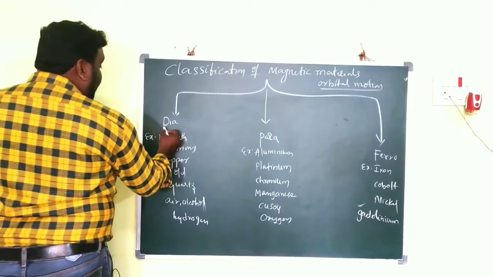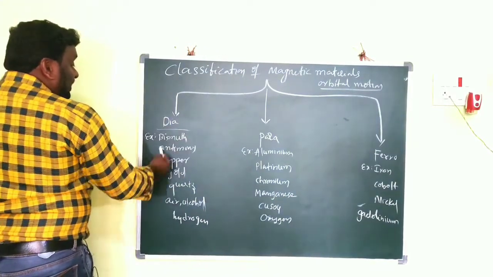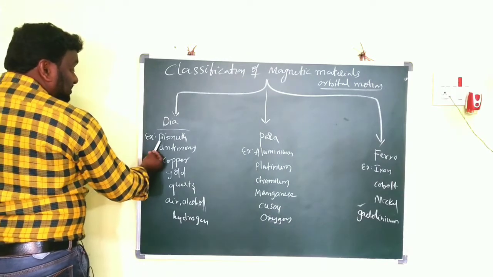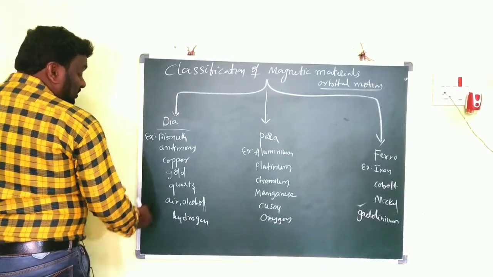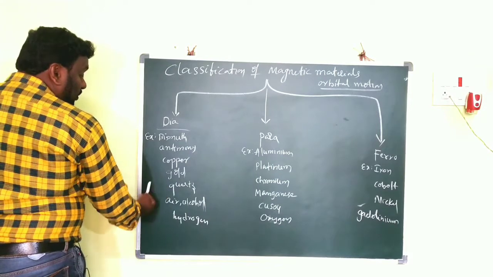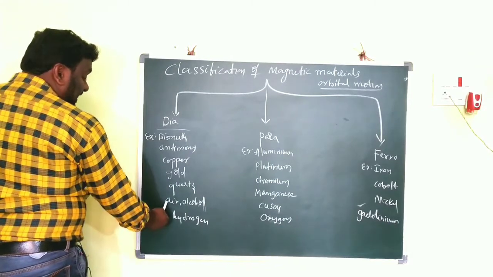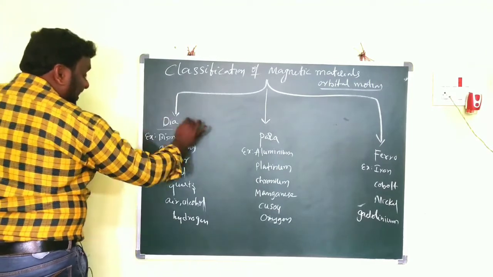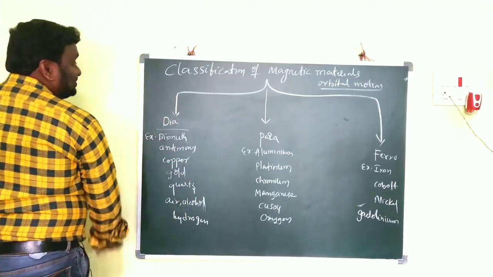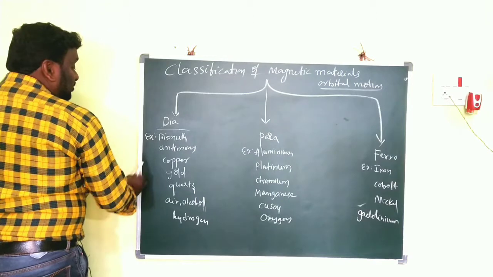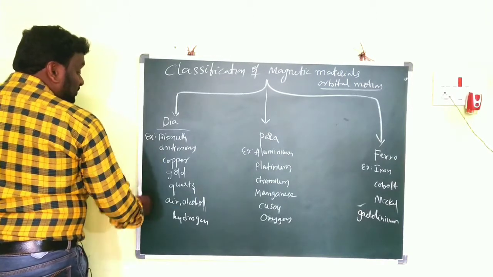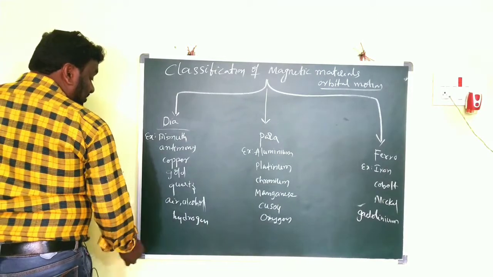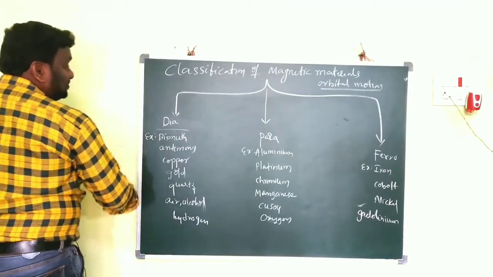Here, examples for diamagnetic substances are bismuth, antimony, copper, gold, quartz, air, alcohol, hydrogen. These are the examples for diamagnetic substances. What are they? Bismuth, antimony, copper, gold, quartz, air, alcohol, hydrogen.